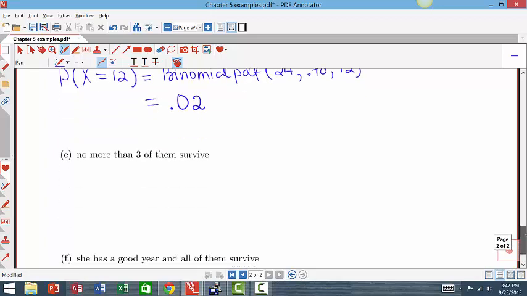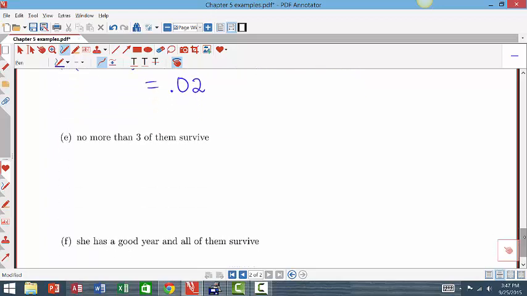Okay, let's see the next one. This one is similar to one of the problems that we've done. No more than 3 of them survive. That means 0 survive, 1 survives, 2 survive, or 3 survive. If you think about it, this probability should be relatively small because the probability of 1 success is 0.7. So if only 3 of them survive, that's very unlikely to happen. So you should expect a relatively small number. So let's see what happens here. No more than 3. So probability that x is less than or equal to 3, right? That's what no more than 3 means.